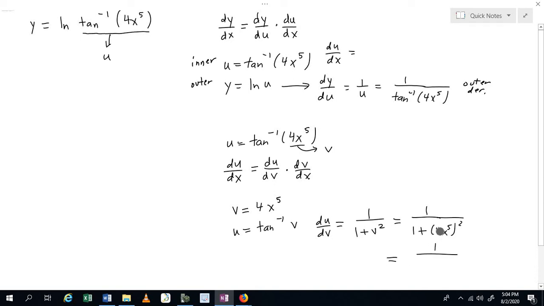When you square this out, you can square each of these individually. So 4 squared is 16. And then x to the fifth squared, that's the same as x to the fifth times x to the fifth, and so you would add exponents there, you get x to the 10th. Or you could just say x to the fifth squared, you multiply exponents there. So you've got two options there.